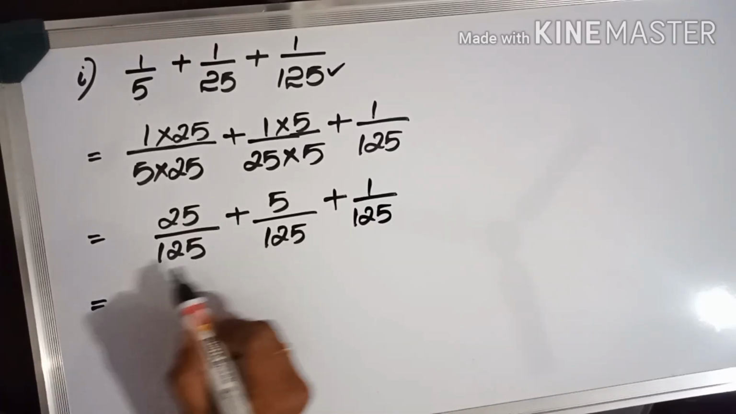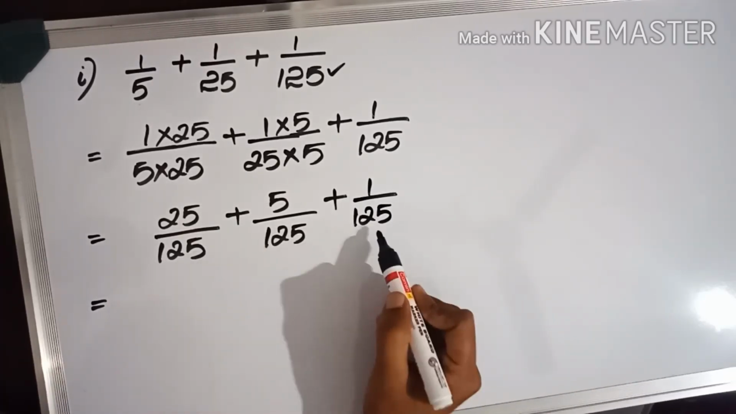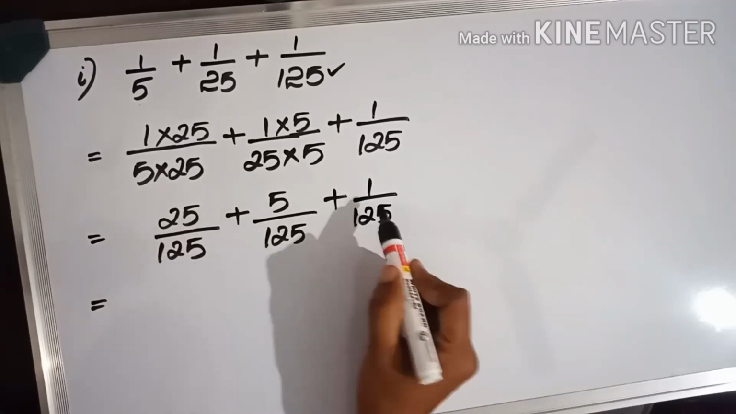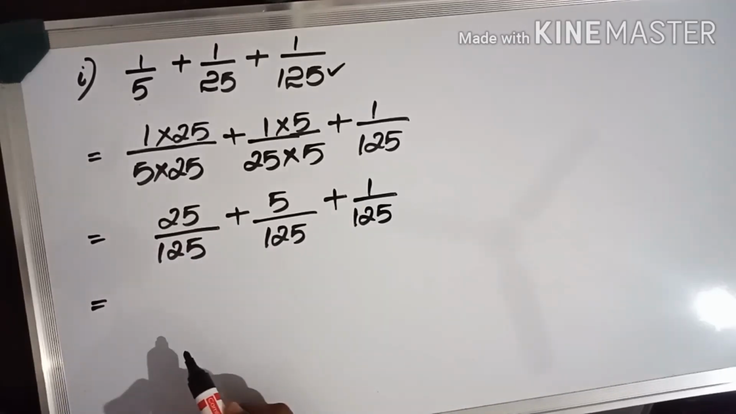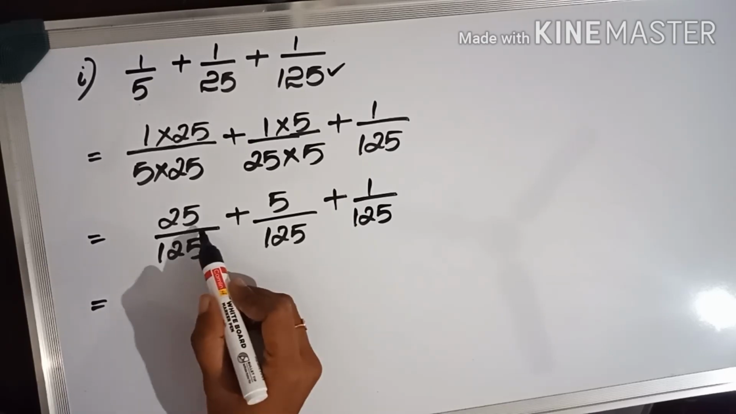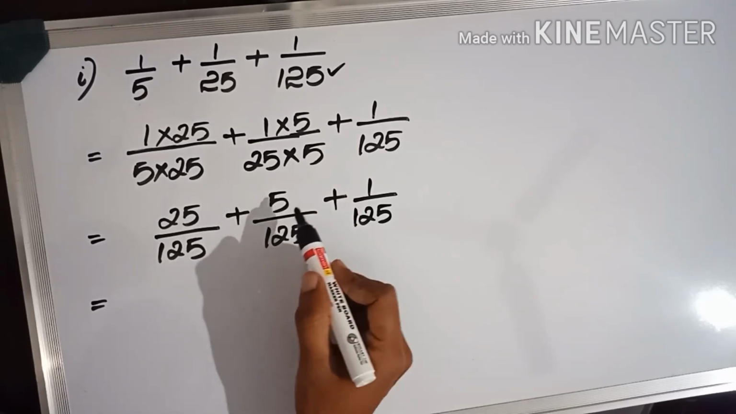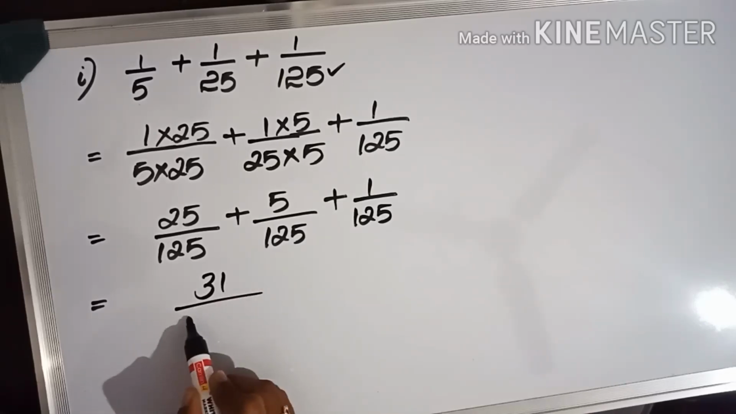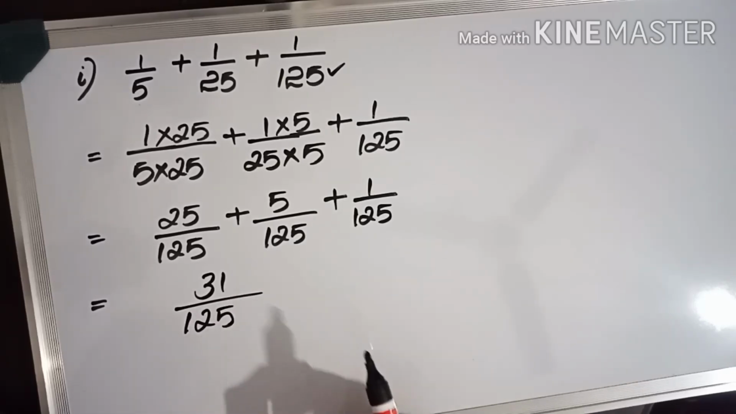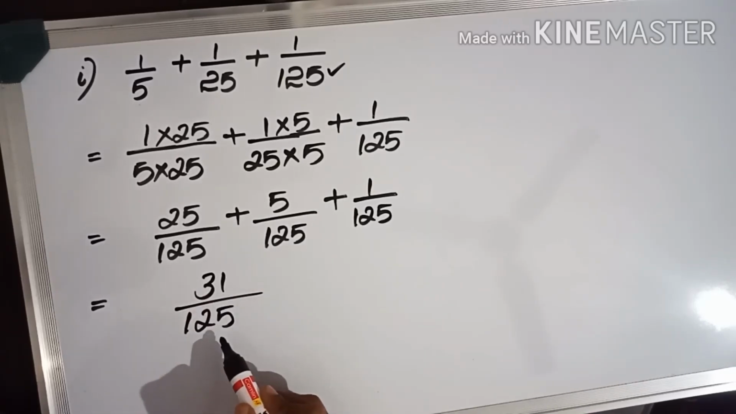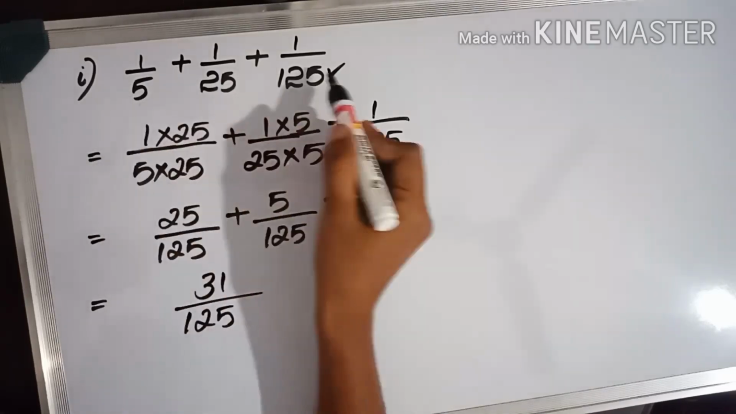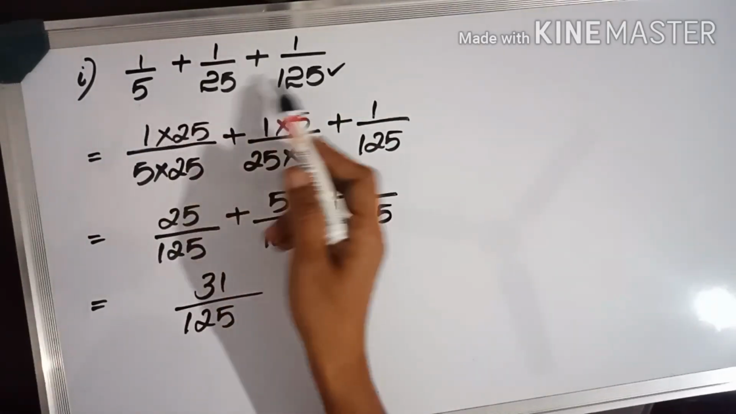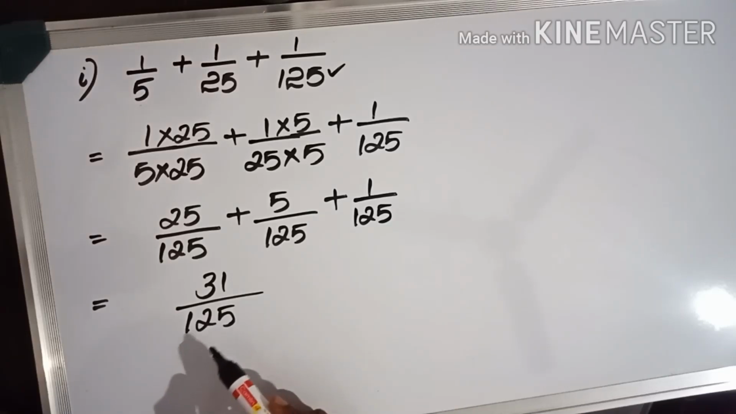Now we can see all the denominators are the same. So just add the numerators and put the same denominator as the answer. 25 plus 5 is 30, 30 plus 1 is 31. The denominator will be 125. So 31 by 125 is the sum of these fractions. When we add these 3 fractions, we get the answer 31 by 125.